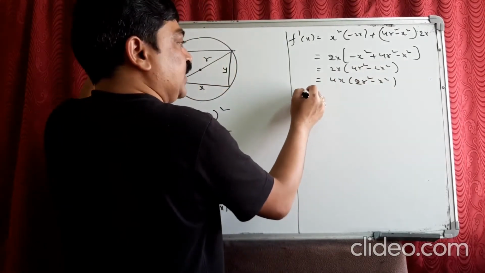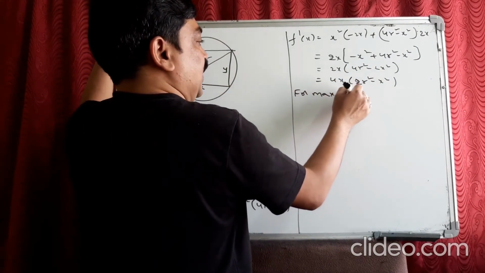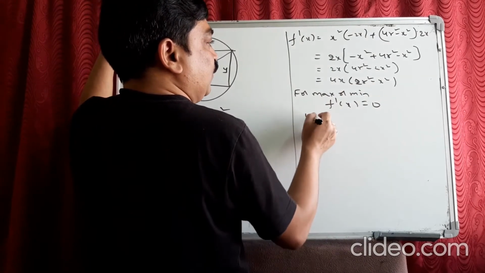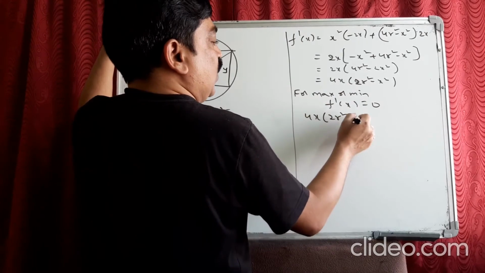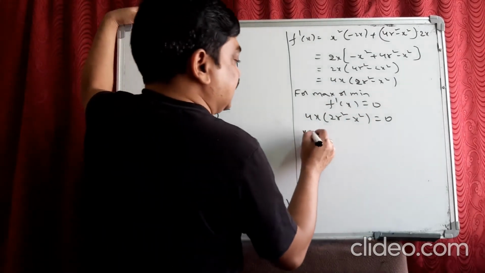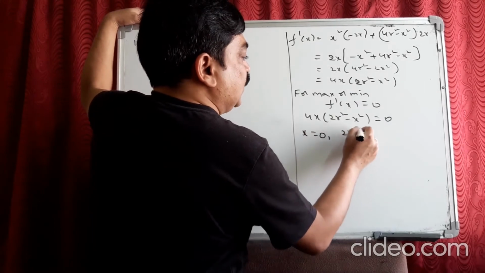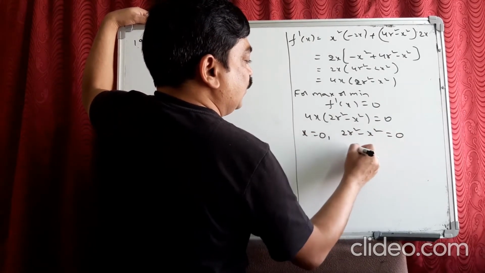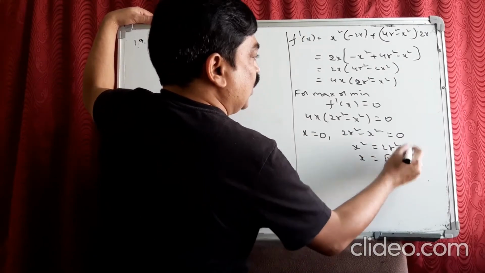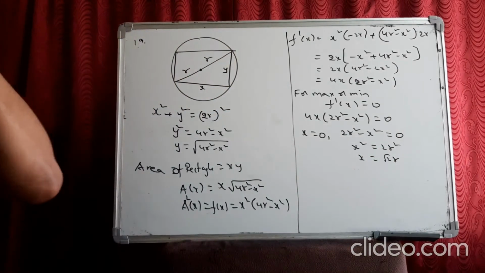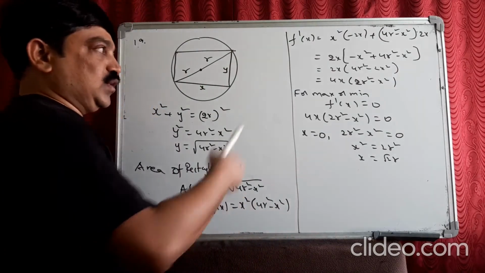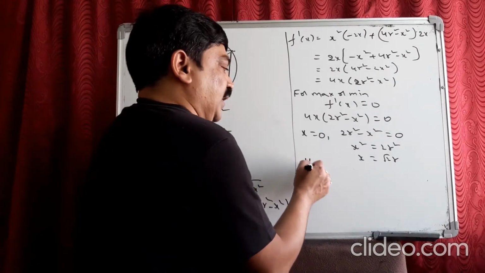What we know is that for maximum or minimum, f dash of x is equal to 0. So 4x into 2r square minus x square is equal to 0. So it becomes either x is equal to 0 or 2r square minus x square is 0. x square is equal to 2r square, x equal to root 2r. But we don't know that this is giving maximum area. Area is maximum, so I go with the double derivative.